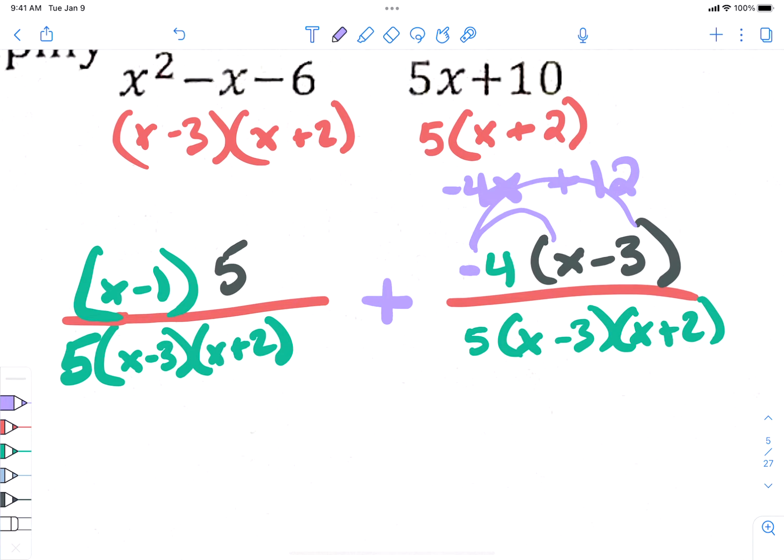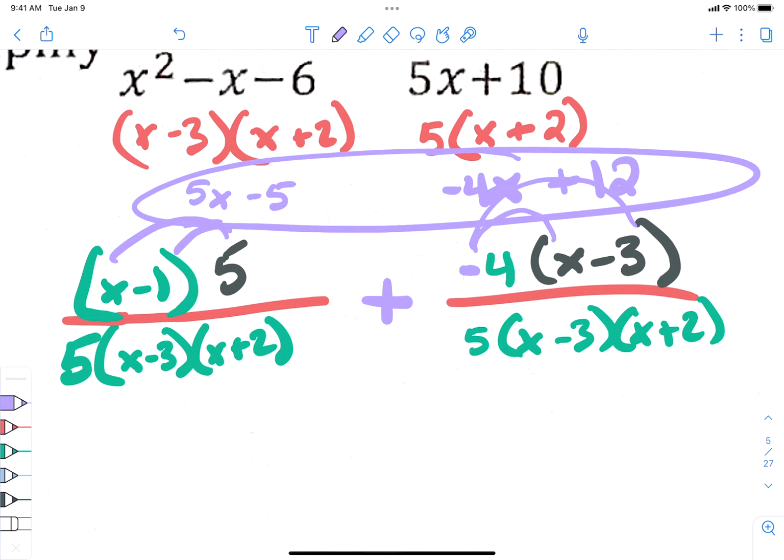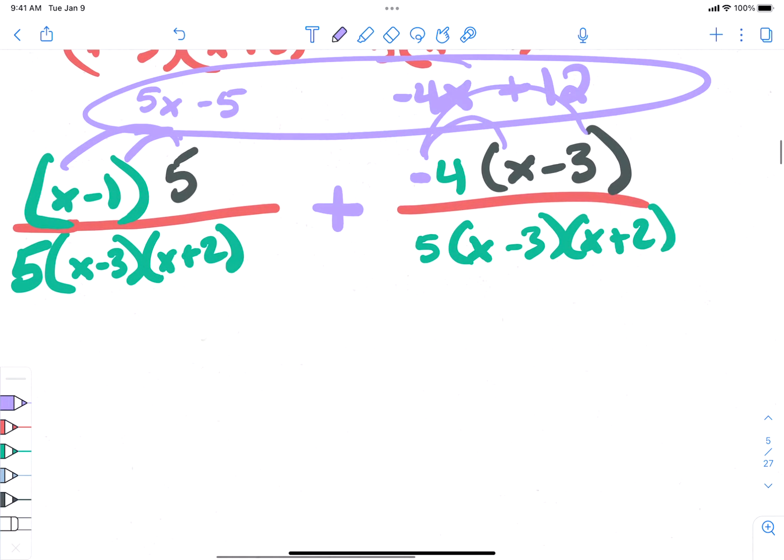Plus 12 is what he will become, okay? Let's do this guy over here, so let's distribute the 5 through. That's 5x and then minus 5. Okay, and then we're just going to combine these things, okay? So we've got those 4 pieces at the top, and I've got x's that I can put together. I've got numbers I can put together.